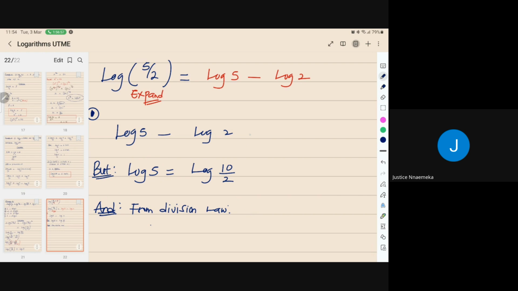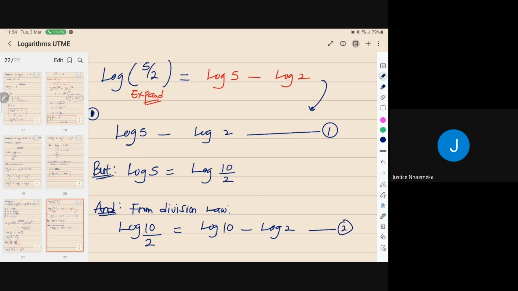Remember that this is the equation I'm currently working with. Let's call this our equation 1, which is coming from here. Now, from the division law, we have that log 10 over 2 is equal to log 10 minus log 2. Are you seeing it now? So let's call this equation 2.